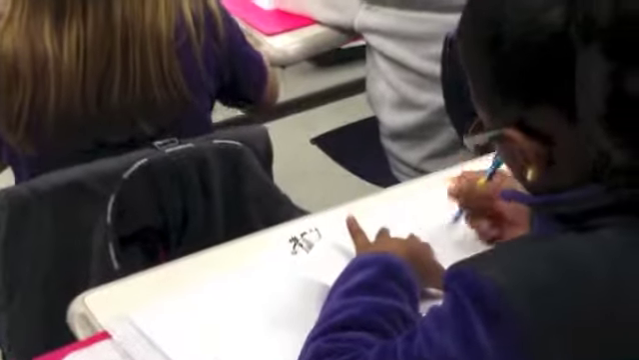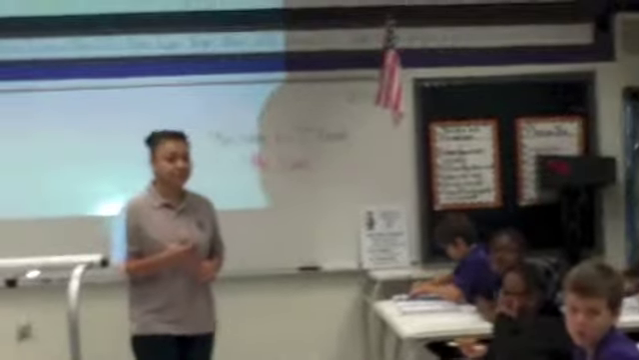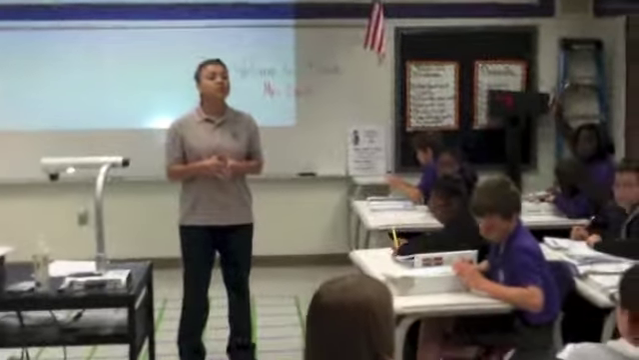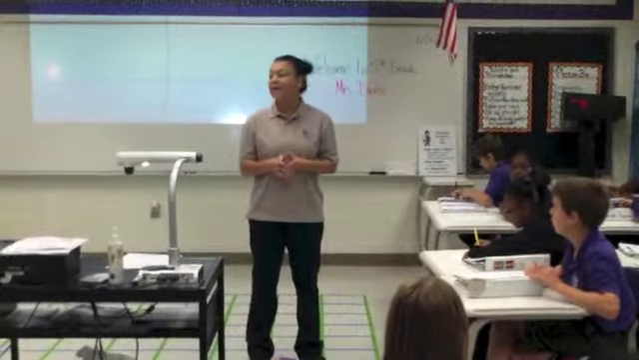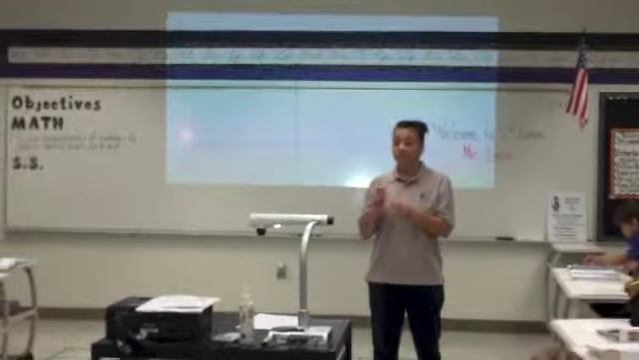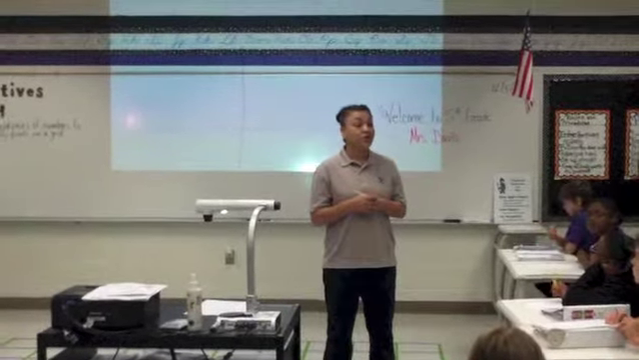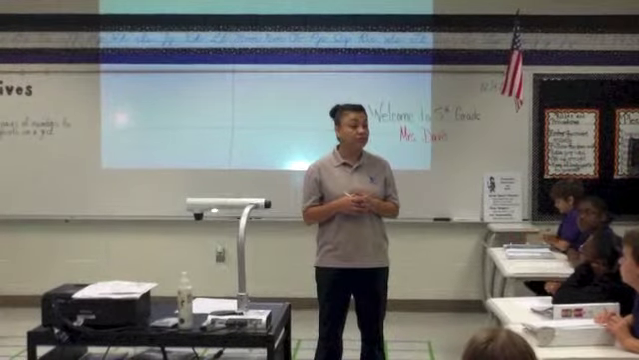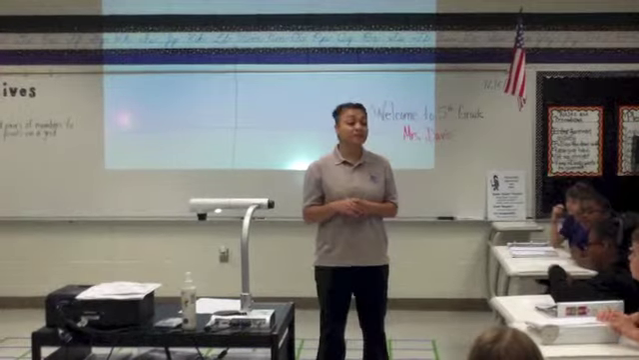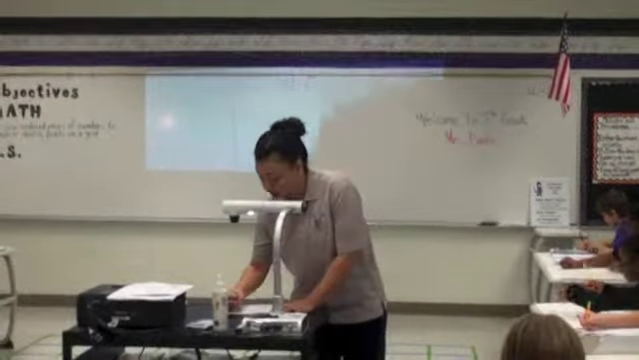Can anybody tell me what the word quadrant means? Madison? What makes you say 4? Quad is a prefix for the number 4. 4 sides. Quadrilateral means what? A figure that has 4 sides. Good. So go ahead and label first quadrant.